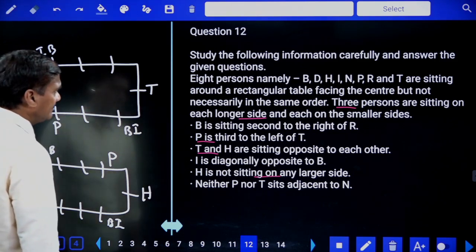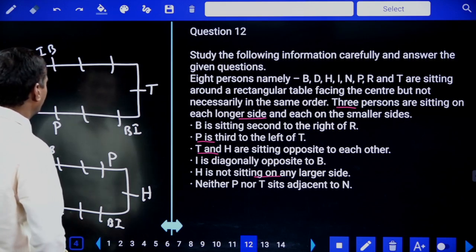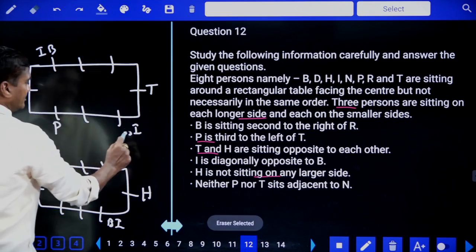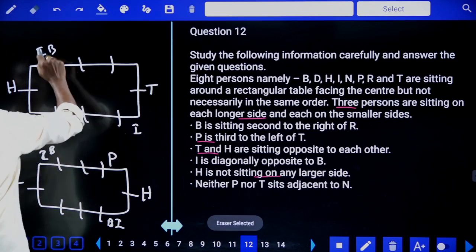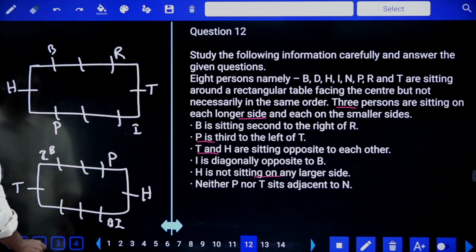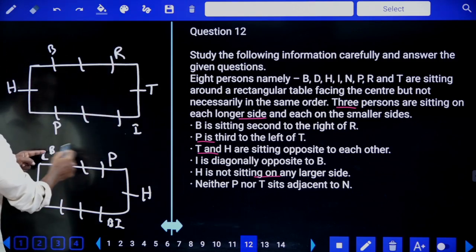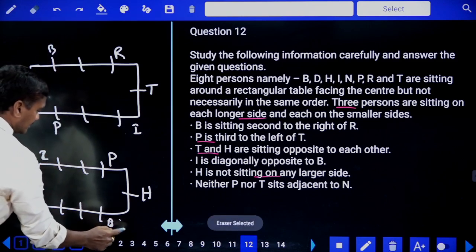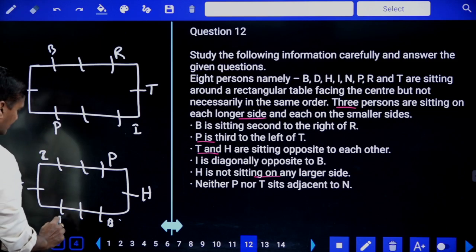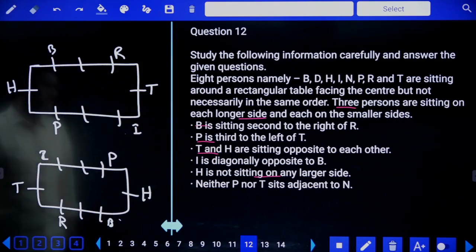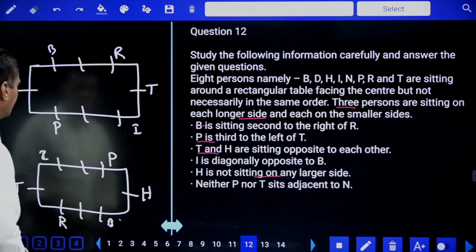Next one, B is seated second to the right of R. If B is here, second to the right of R is not possible. Hence B cannot be here. I is here, then B will be here. If B is here, B is seated second to the right of R is here. Done.